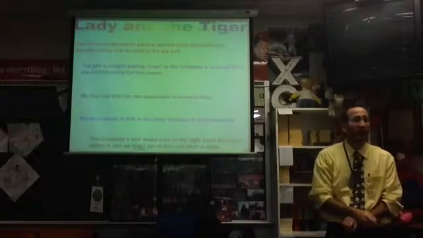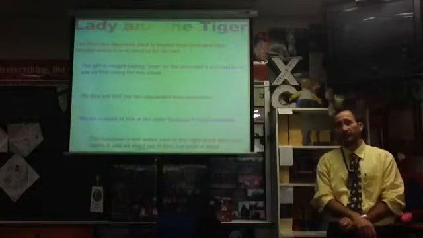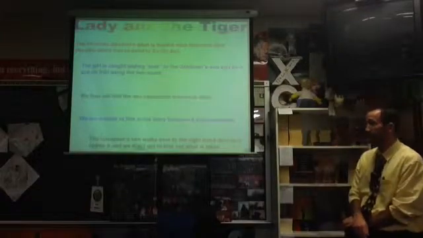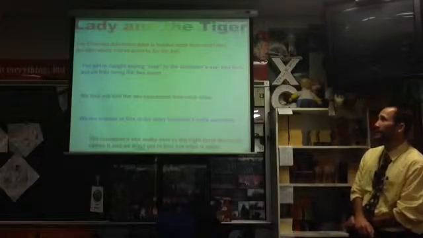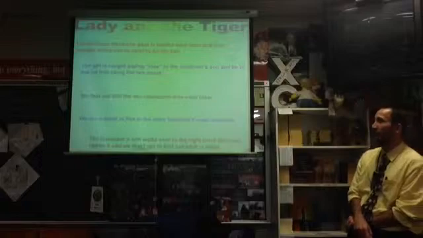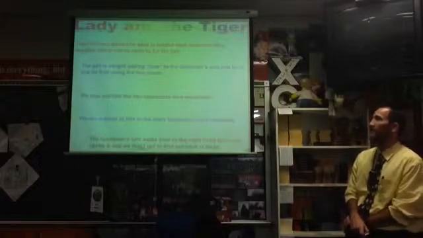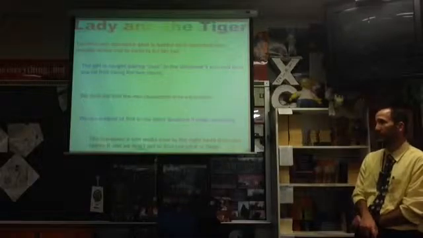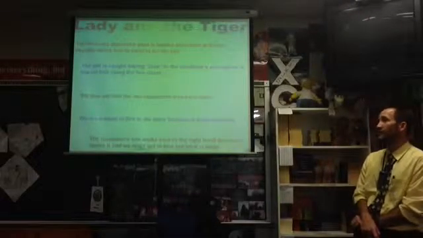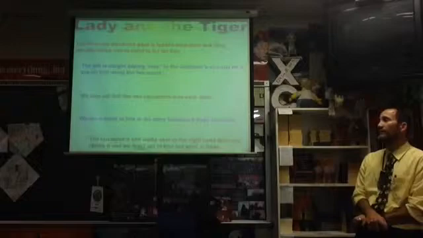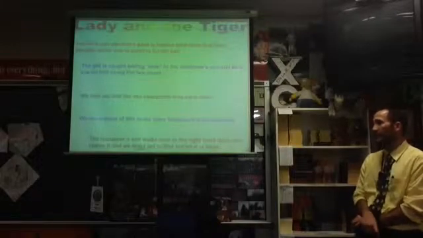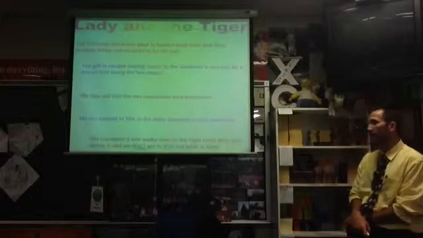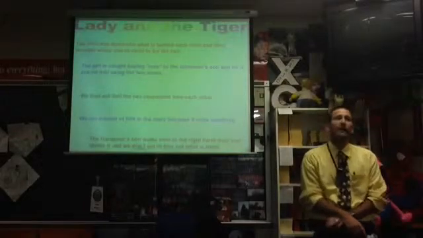Jumblify. And so now, for The Lady and the Tiger, they're all in different order, so you have to match up which order they're supposed to go in. The princess discovers what is behind each door and then decides which one to point to for the boy. The girl is caught saying love to the gardener's son, and he is put on trial using the two doors. We find out that the two characters love each other. We are robbed of whatever this one is because the story ends suddenly, and the gardener's son walks over to the right-hand door and opens it, and we don't get to find out what is there.